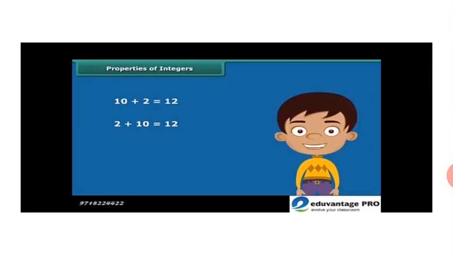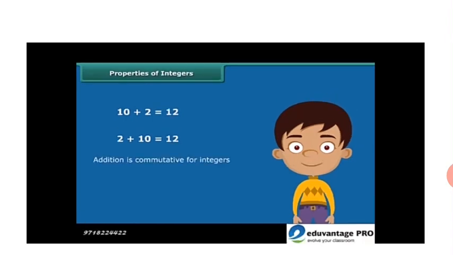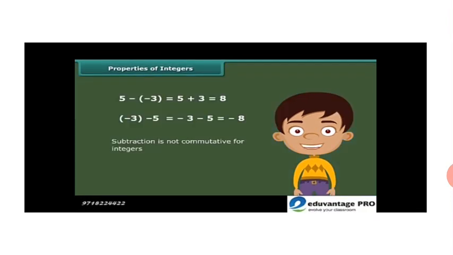So what condition does it represent? 10 plus 2 is equal to 12, where 10 represents the note and 2 represents the coin. Again I have exchanged the numbers: 2 as a coin and 10 as a note. It forms 12. So we can change the numbers, and it shows that addition is commutative for integers.